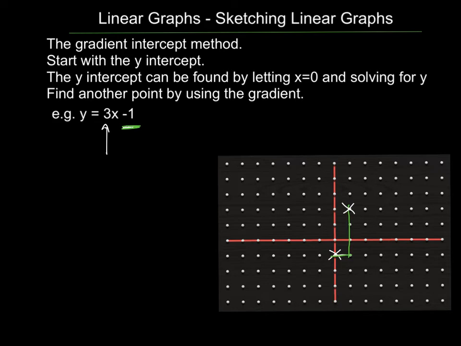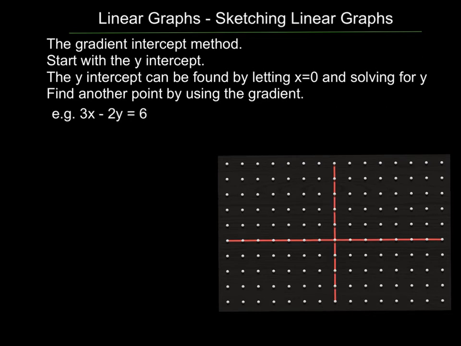So I'm using the -1 as my starting point on the y-intercept, go across 1 and up 3, and I get a second point. So let's just sketch that graph. And there it is.